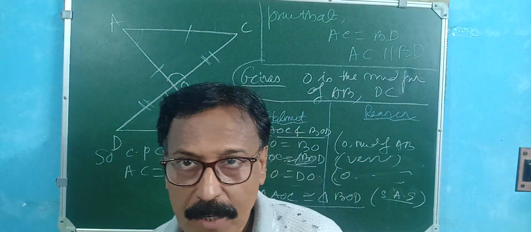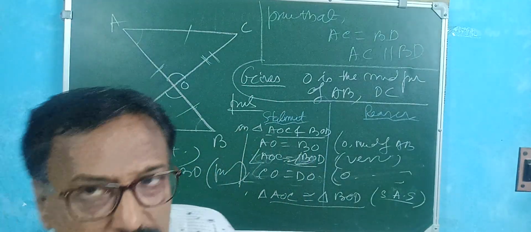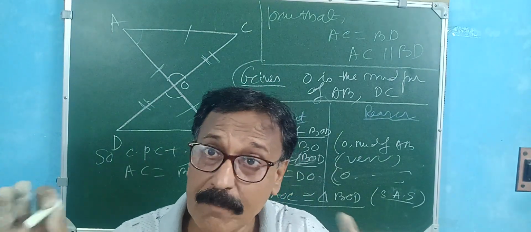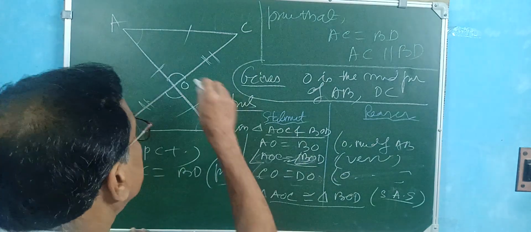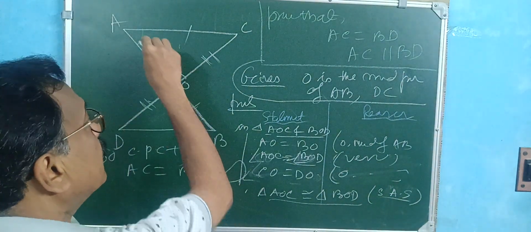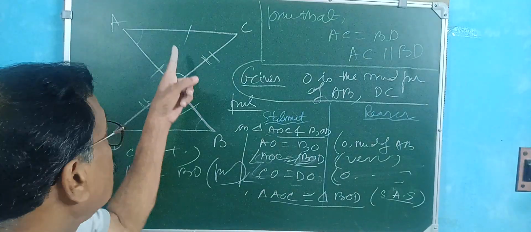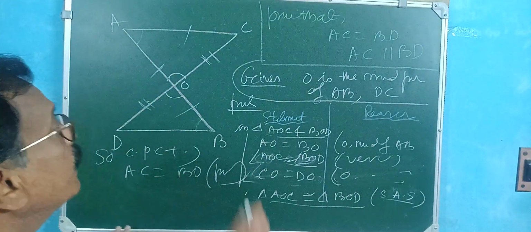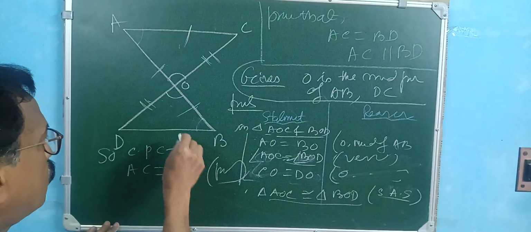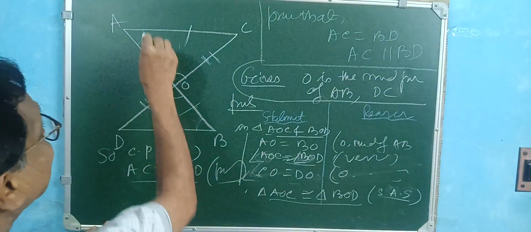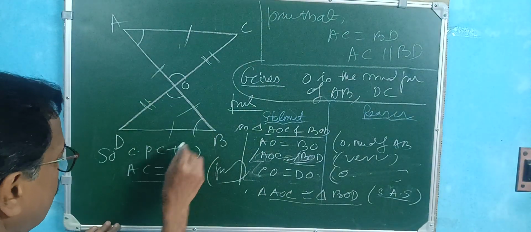That means if the congruency is proved in one way, then the two triangles are congruent. That means each and every part of these triangles is equal: corresponding sides equal, corresponding angles equal. Here is the corresponding side, this side equal to this side. Prove this angle equal to this angle.